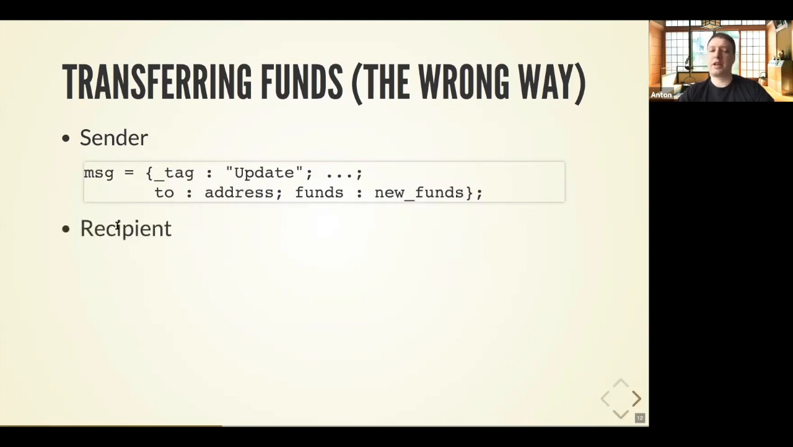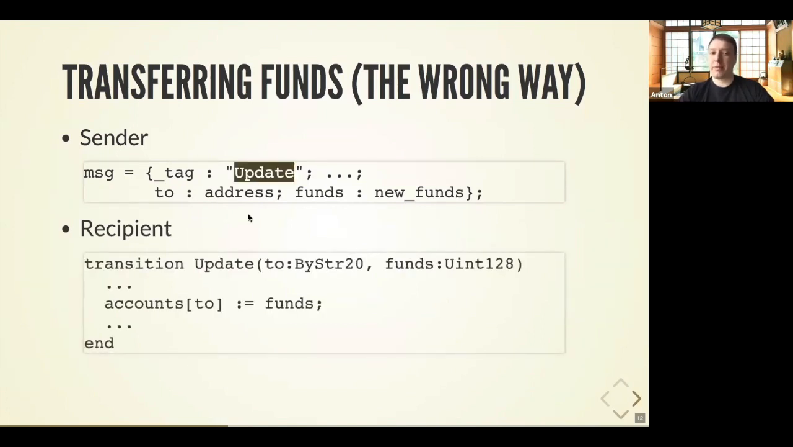That's one contract. And let's say you have another contract, which is your recipient. It will have the matching transition here and here. You see it's update. It will have these two parameters, right? To and funds, just like here. And it will probably have some precondition, like some safety logic here, and maybe also some logic over here. But what's important here is that we just update the accounts map at this address with the new value of funds.